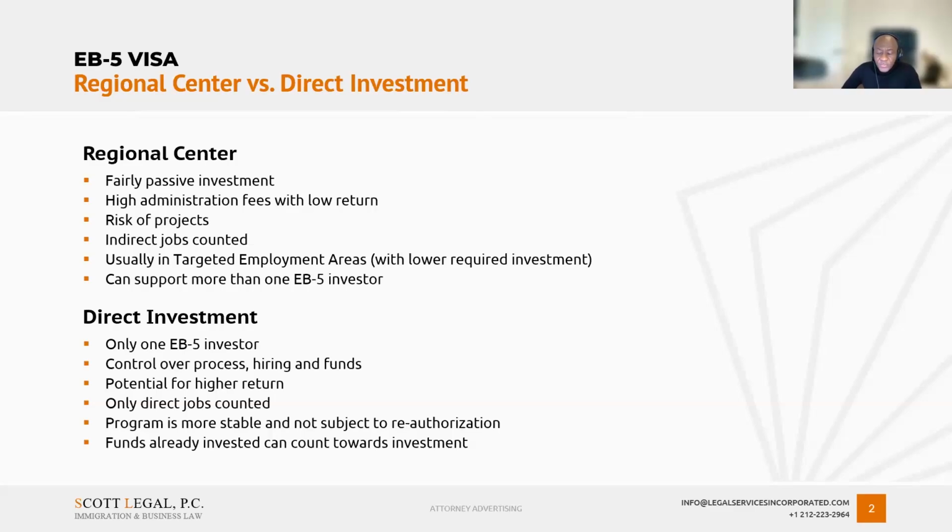And in contrast, when you look at the direct investment program, the entity can only get a green card for one person. So you can't do a pooling of three, four, five investors or more in the direct investment program. But the profile of a direct investor is someone who is an entrepreneur and really wants control over their company and their own destiny. They want control over the profits, they want control over running the business, who they hire, etc. And it does have potential for higher returns.